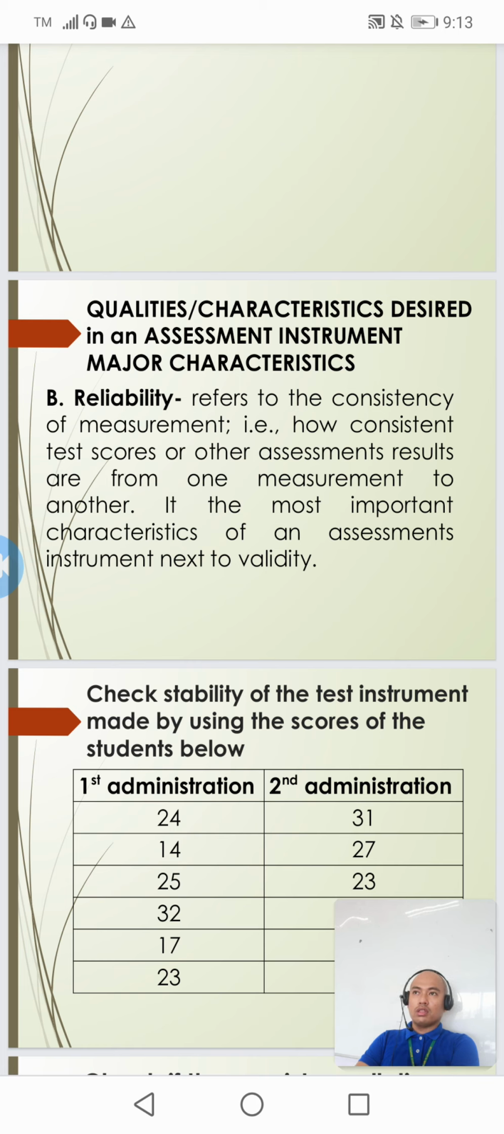Now take note of how to increase the reliability. We need to construct a number of items more than needed. So the more the items, the more valid, and the more the items, the more reliable din siya. Okay?